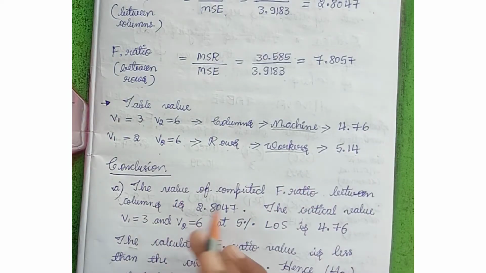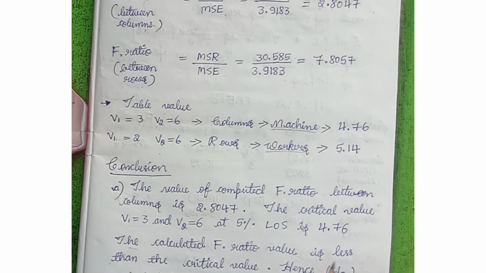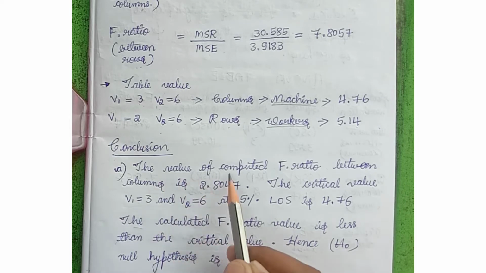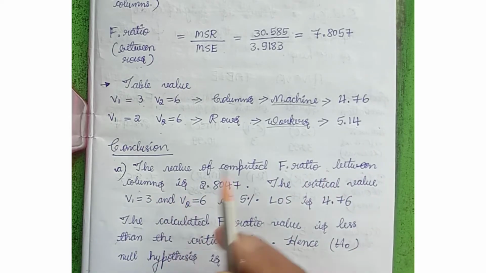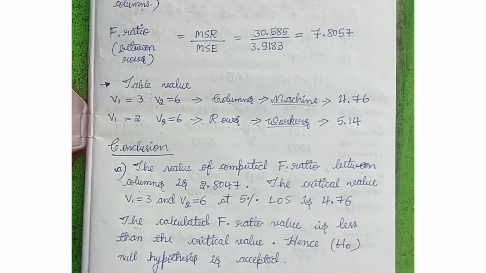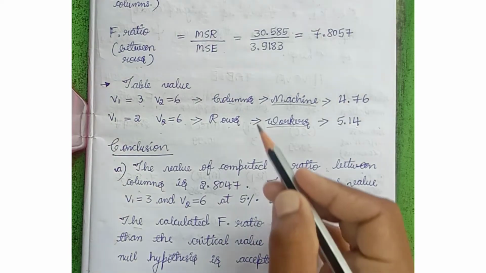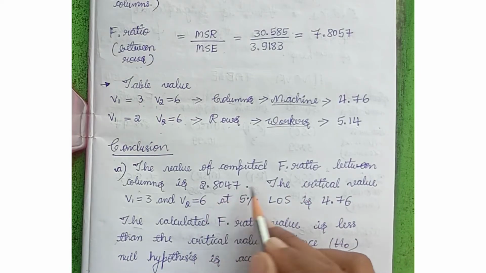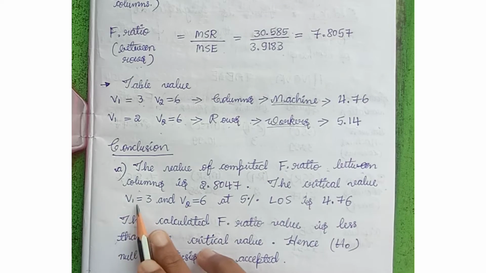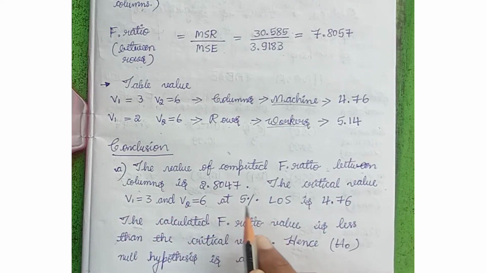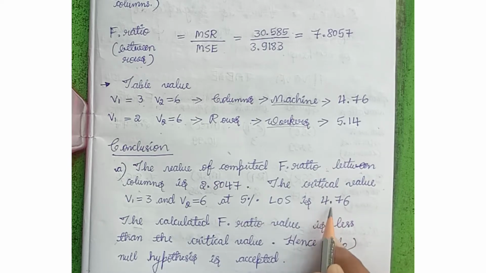So for the conclusion, they asked two questions, right? We have to write the conclusion for both. First we'll write for A. The computed F ratio between the columns, that is for machines, is 2.8047. The critical value at V1 equal to 3 and V2 equal to 6 at 5% level of significance is 4.74.